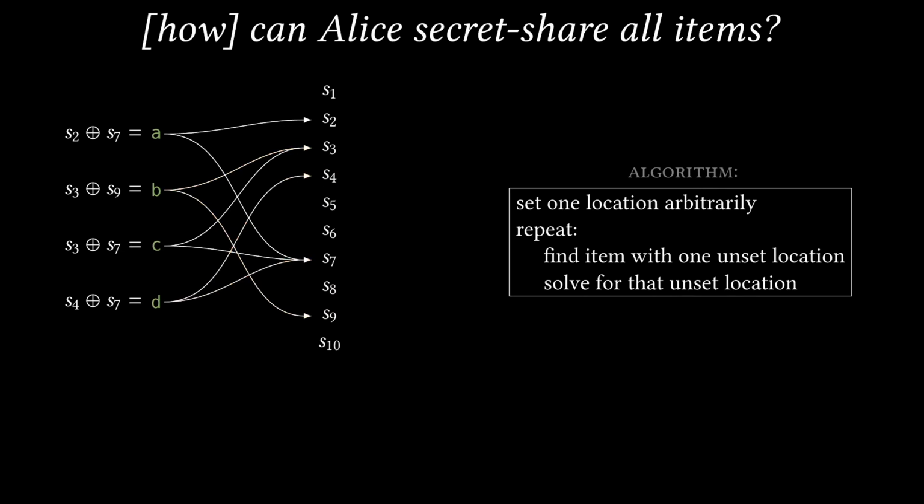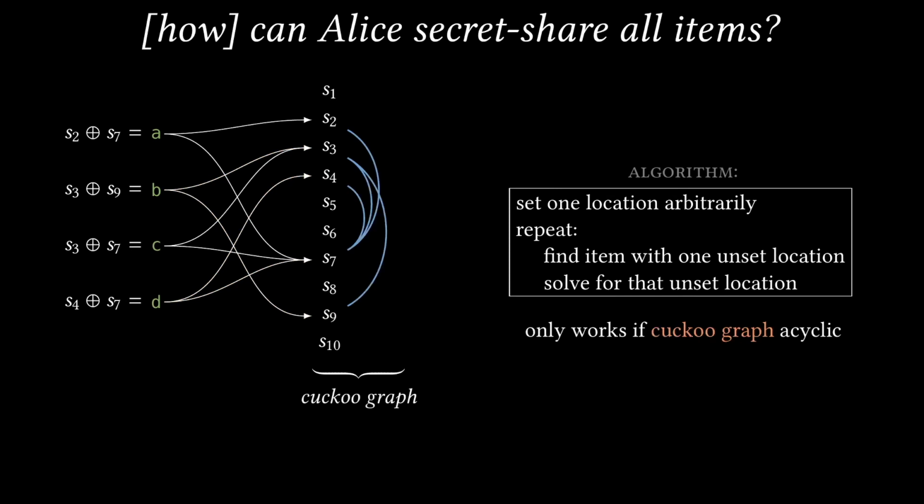Now, unfortunately, this process doesn't always work as I described. It only works if the assignment of items into bins induces an acyclic graph. The graph that I'm referring to is called the cuckoo graph. Each item that we want to insert corresponds to an edge in this graph, and the endpoints are the two bins associated with that item. So if this process doesn't work in general, what do we actually do in our protocol?